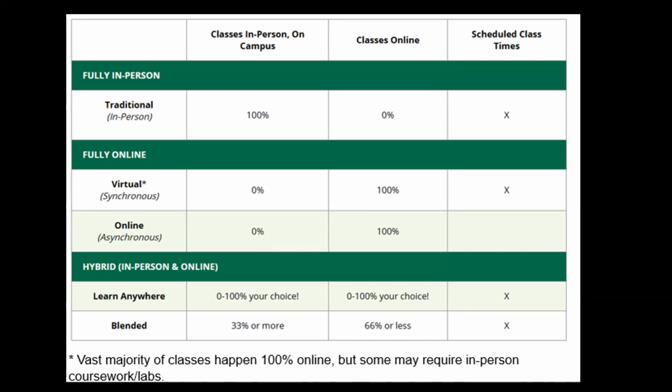In the online option, 0% of classes are in person on campus, 100% of classes happen online, and there are no scheduled class times. In the Learn Anywhere option, it's your decision how much you want to come to campus or take your classes online, and there are scheduled class times. And in the blended option, a third of your classes happen in person on campus, and 2/3 or less happen online, and there are scheduled class times.